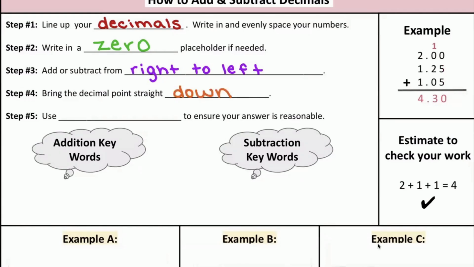Then when you solve, you're going to bring the decimal straight down. And lastly, step 5 is to use estimation to ensure your answer is reasonable. So in this example right here, we had 2 plus 1.25 plus 1.05, and I rounded each number to the nearest whole number. So I got 2 plus 1 plus 1, which is 4. That's an easier problem. And because my sum, or my answer, was 4.30, that tells me I'm on the right track. If I estimated and I got 400 as my original answer, that would be a red flag and let me know I need to go back and check my work.